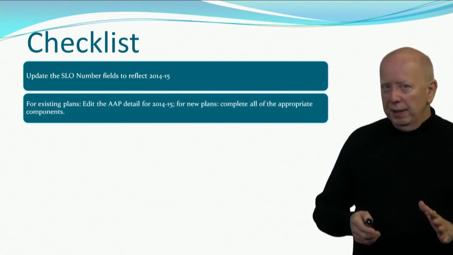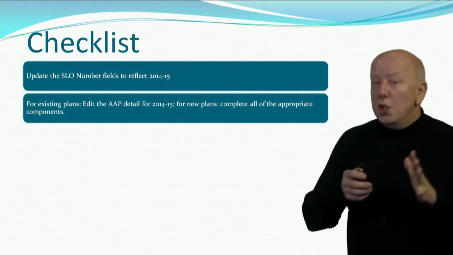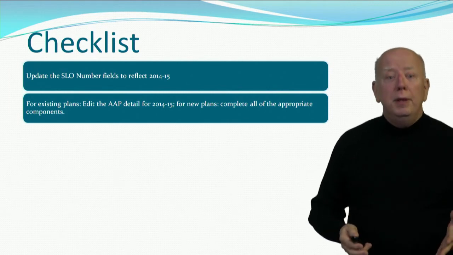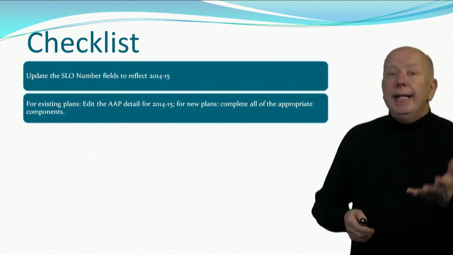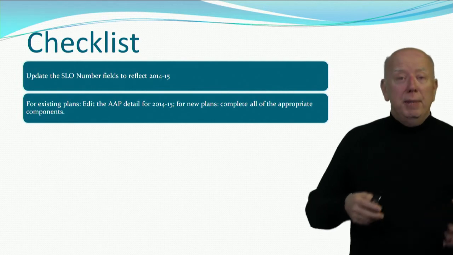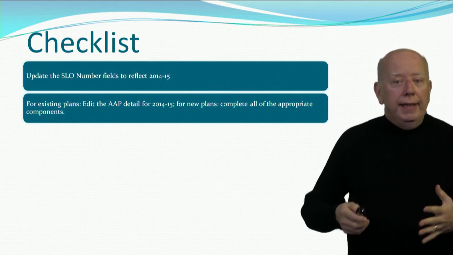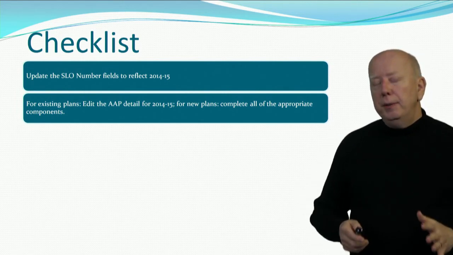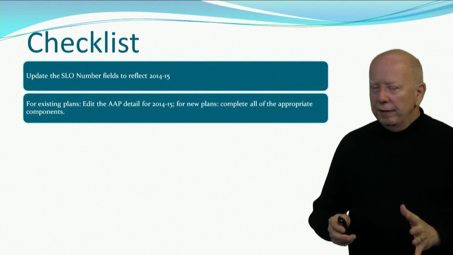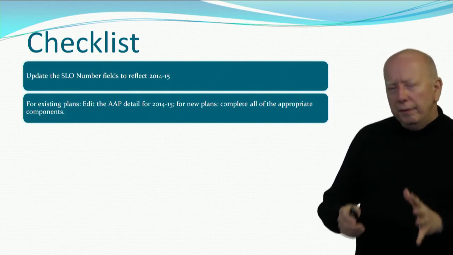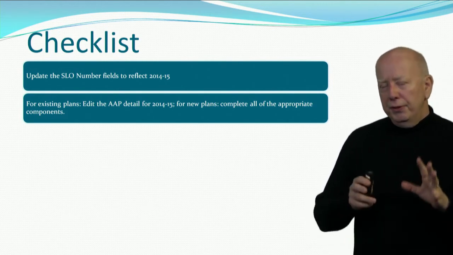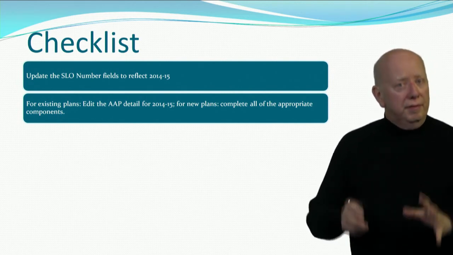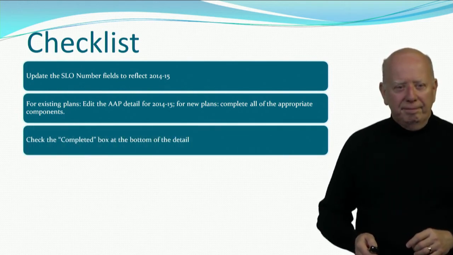For your existing academic assessment plans, which, like I said before, the majority of you already have in the system, they'll be there already filled out for you. All right. You're going to edit the AAP details for 2014-15, make any modifications that you need to make. If it's a new plan, you need to complete all of the appropriate components for the type of plan that you're entering. I can tell you for 2014-15, we have at least 85 new certificates that are going to be entered. So remember, certificate plan developers, you do not need to include program goals in a certificate, but all of the other elements do need to be completed.